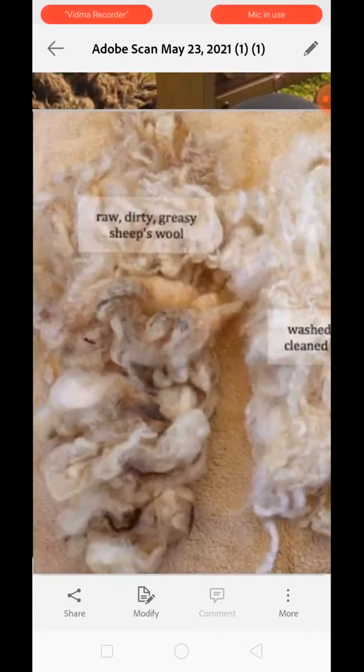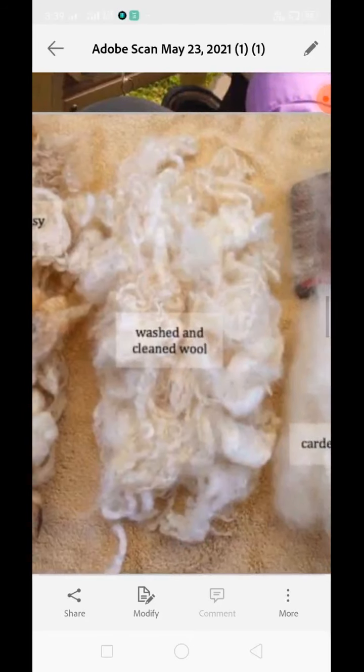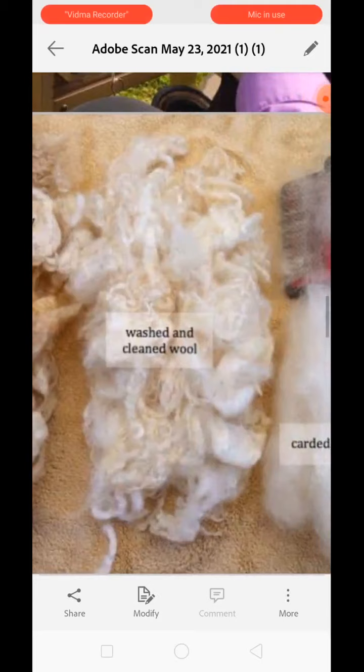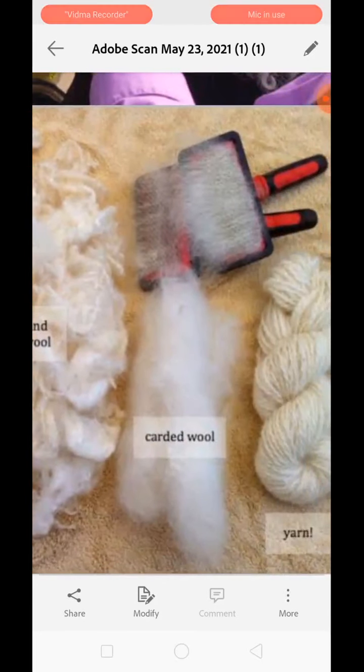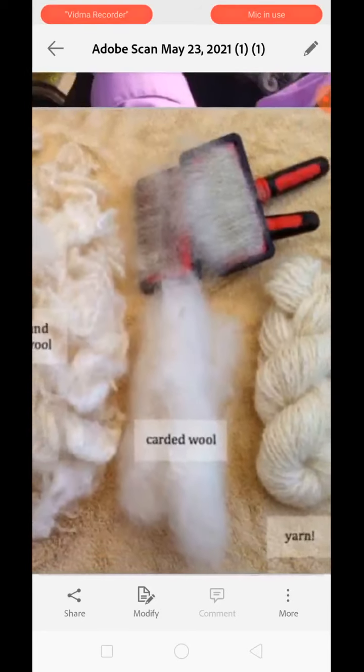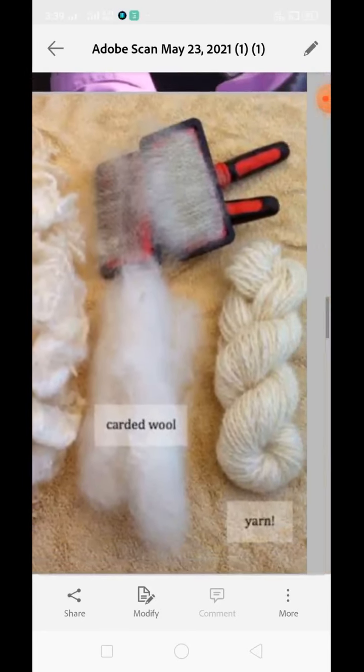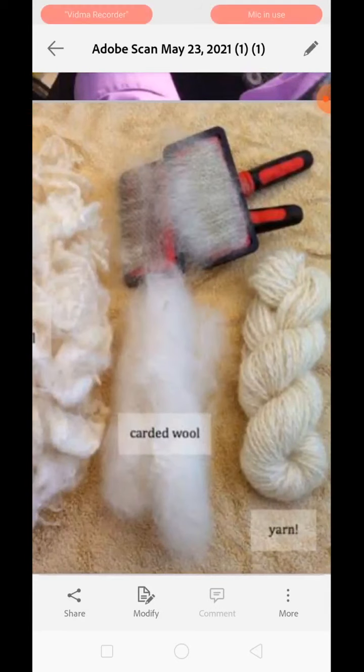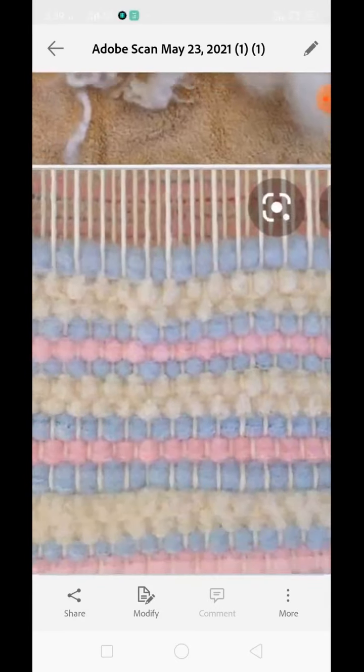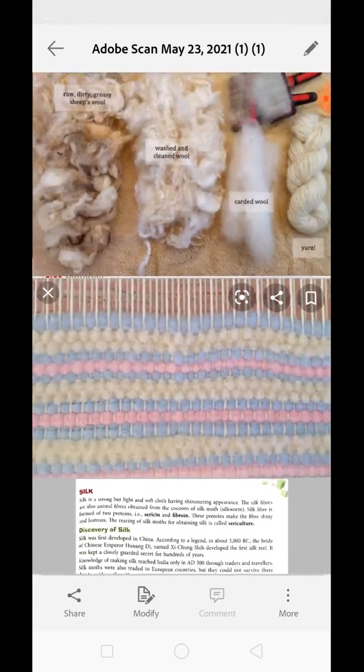This is the raw, dirty, greasy sheep wool. Later on it is washed and it will become like this. After carding, when the fibers get straightened up, it will look like this. Understood? Next, after carding we turn it into yarn. Now this is the woolen cloth.